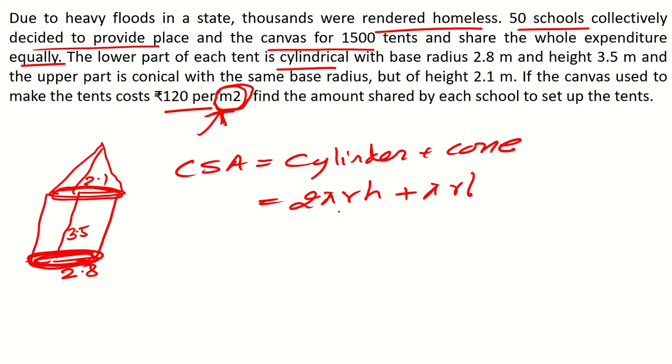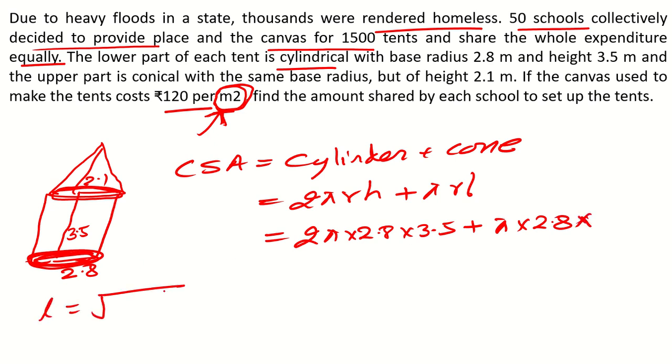Now, what we know and what we don't know: the radius of the base of the cylinder is 2.8, h is 3.5. We know these values, and the value of pi is the same. Plus pi r l, where r means the radius of the base of the cone, which is the same, 2.8. The slant height is not given to us, so we will find it by the Pythagoras theorem: the square root of 2.1 square plus 2.8 square.